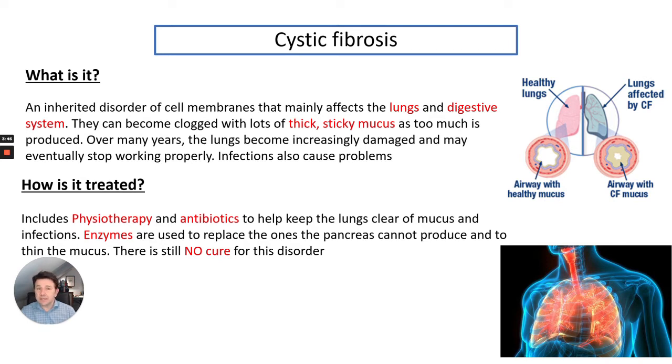And over many years, the lungs can be increasingly damaged by infections, for example, and other problems, so they eventually can stop working. It's mainly treated with physiotherapy and antibiotics to help the lungs keep clear of mucus. Enzymes are used to replace the ones that the pancreas cannot produce, and also to thin the mucus. And there is still no cure for this disorder.